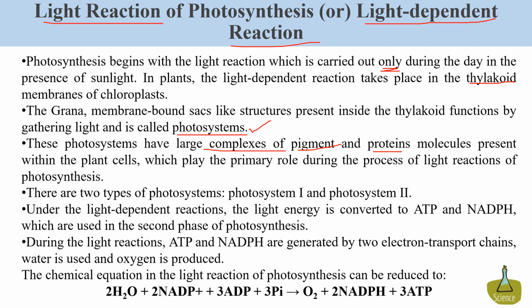Now, there are two types of photosystem. One is photosystem 1 and the second is photosystem 2.